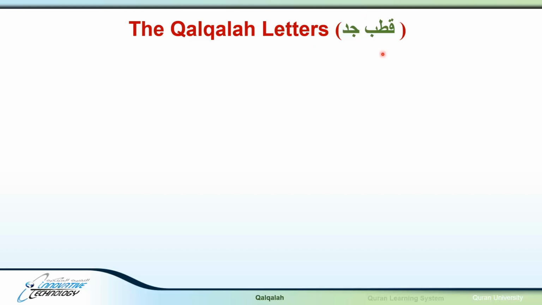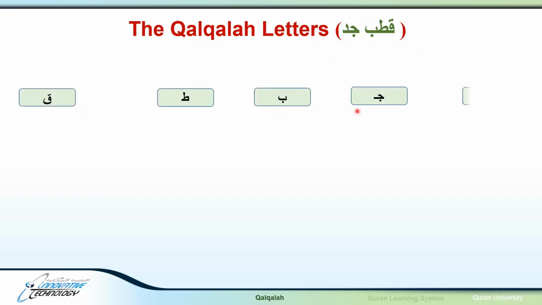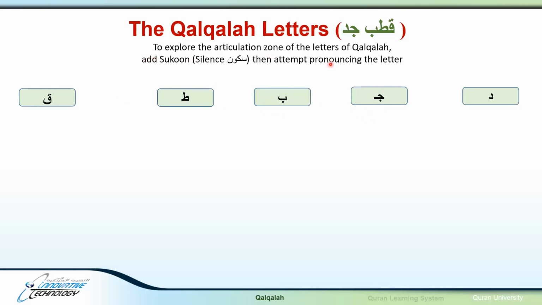Now we'll go through the Qalqalah letters quickly. As we said, they are combined in these 2 words, Qutbu Jad, Qaf, Ta, Ba, Jim, Dal. To explore the articulation zones of these letters of Qalqalah, we add a sukun, silence, then attempt to pronounce the letter. Let's start with the Qaf. What we're doing is adding sukun. We're going to say Iq, It, Ib, Ij, Id. And that will let us explore the articulation of each of those letters.